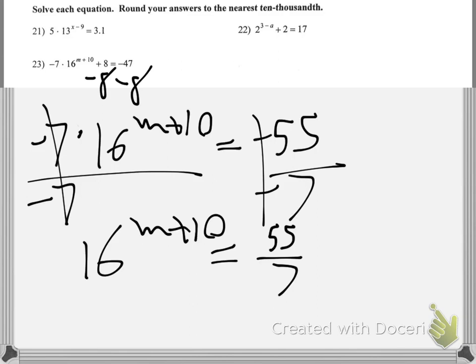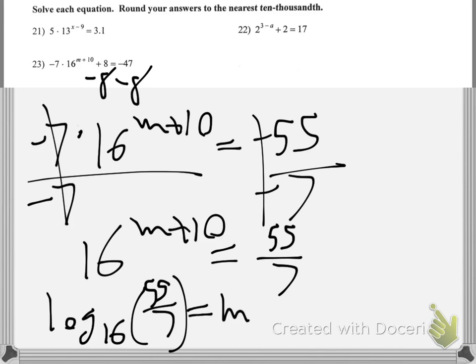Then we'll put it into log form: log base 16 of 55 sevenths equals m plus 10, and then you finish it like we have been doing the others. Keep on going.